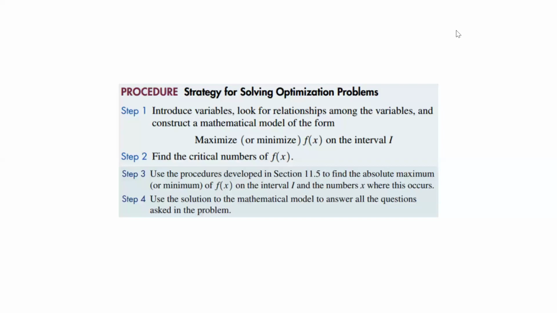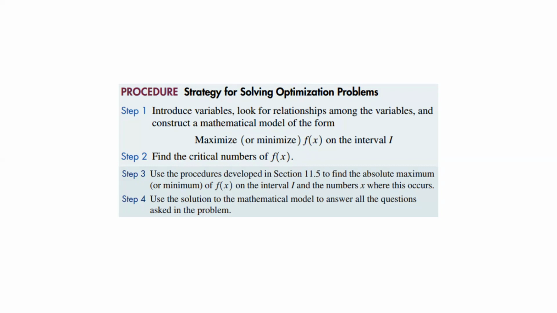All right, so our procedure or our strategy for solving the optimization problems. First, we're going to introduce variables. We're going to look for relationships among the variables and construct a mathematical model of the form maximize or minimize some function f of x or c of x or a of x or whatever it is on the interval I. Then we're going to find the critical numbers of f of x.